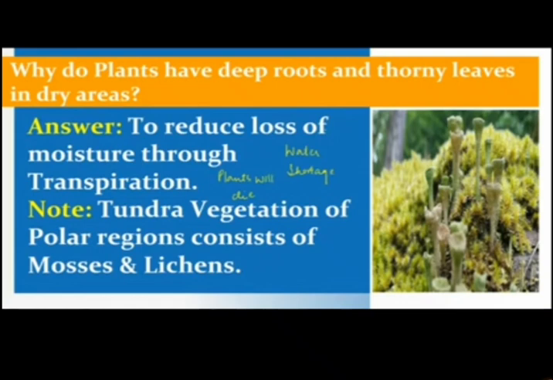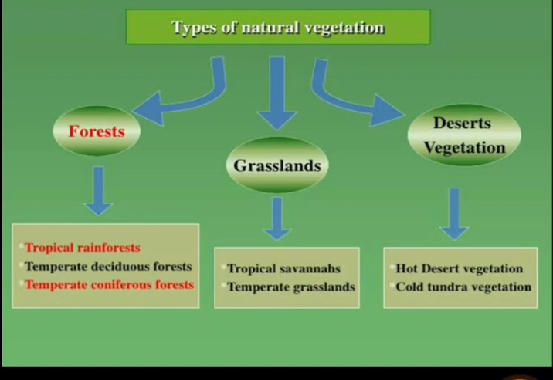So the question is, why do plants have deep roots and thorny leaves in dry areas? The answer is to reduce loss of moisture through transpiration. Okay, and tundra vegetation of the polar region consists of mosses and lichens. From this bar graph also, you can easily understand the types of natural vegetation here.